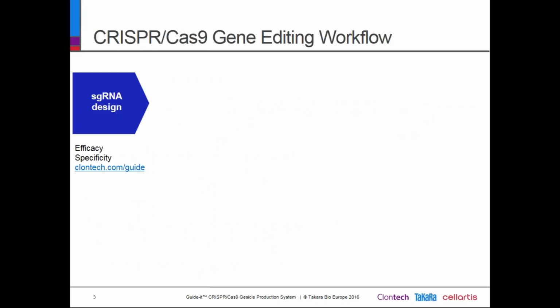So this is just an outline of a typical CRISPR-Cas gene editing workflow, and the first step is usually the guide RNA design. This is a very important step, and what you would like to get is really a guide RNA with high efficacy and also with high specificity and low off-target effects. So there are many in silico tools nowadays. I would also like to invite you to visit our website under clontech.com/guide. We have a list of available tools and also a video with tips on guide RNA design.